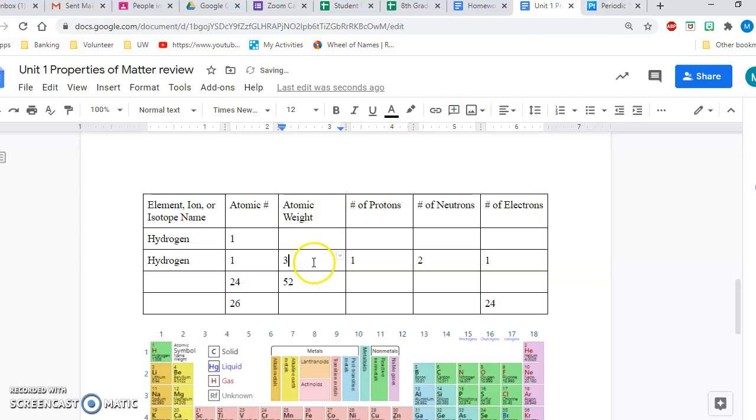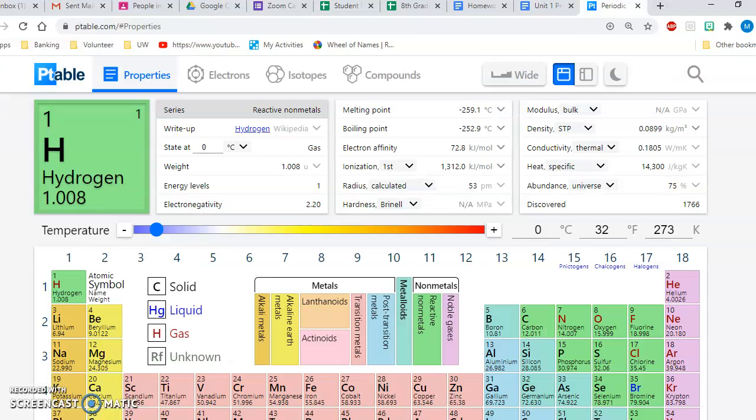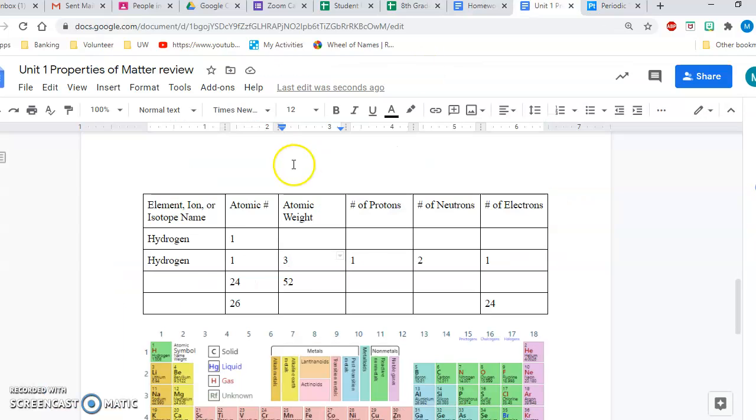So we check to see if our atomic weight is the same, and our atomic weight is usually 1. So that means that our hydrogen is an isotope because it has a different number of neutrons than it usually does. The fact that its atomic weight is usually 1 means it has 1 proton and 0 neutrons usually. So this is an isotope.